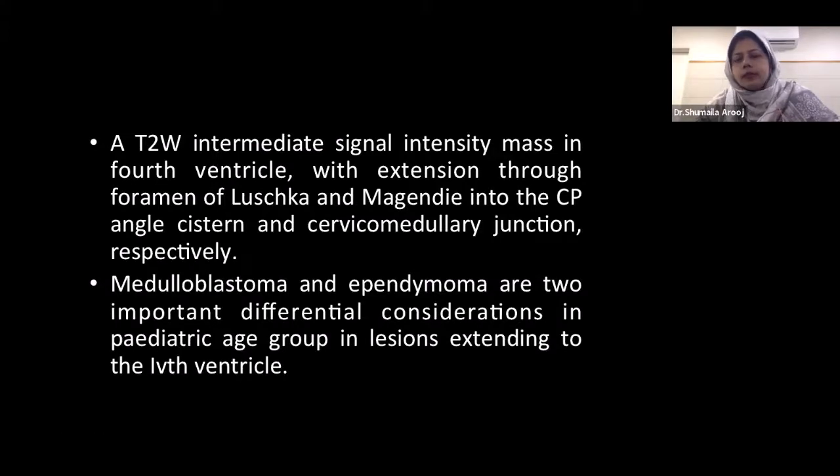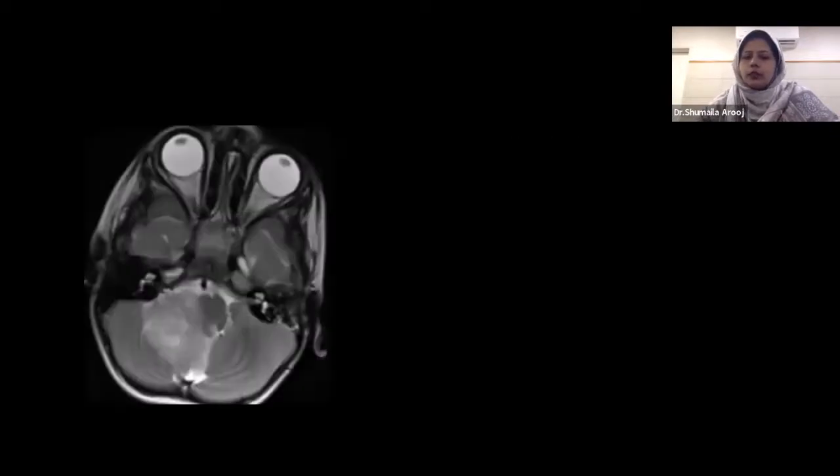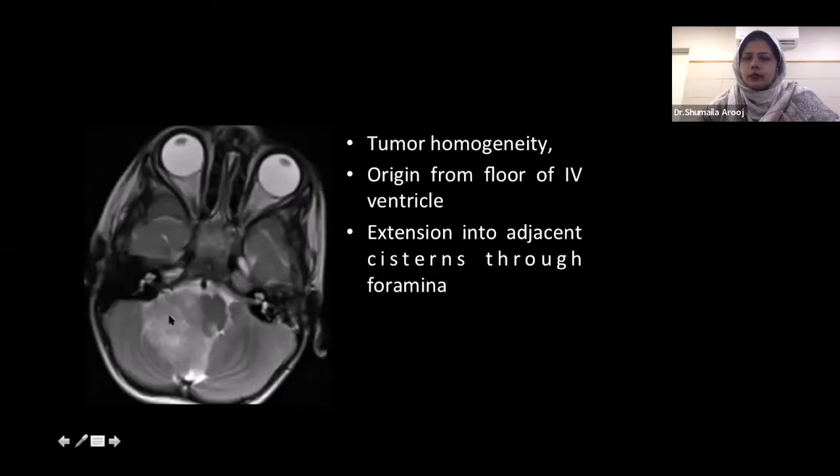So it is a T2 intermediate signal intensity mass in the fourth ventricle. It has extensions through the foramina of Luschka and Magendie into the CP angle cistern and the cervicomedullary junction respectively. Medulloblastoma and ependymoma are two very important differential considerations of each other in pediatric age groups in lesions which are in the fourth ventricle. This is another patient who had an ependymoma, and we can appreciate that this lesion is extending through the foramen of Magendie.